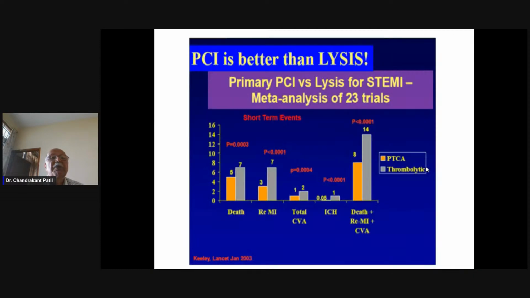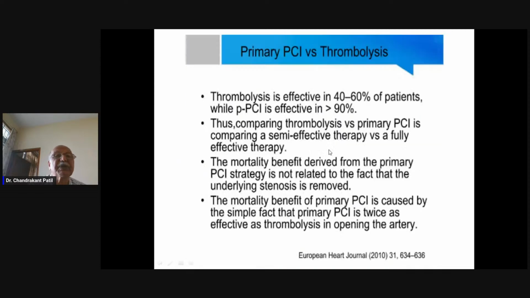So why is PCI better than lysis? Primary PCI versus lysis, see here, a meta-analysis of almost 23 trials. Compared to thrombolysis, the outcomes are much better with primary PCI. That's why you must prefer primary PCI as the primary method for reperfusion.